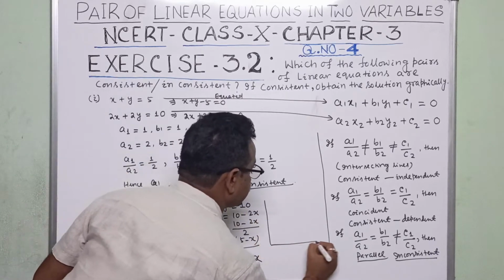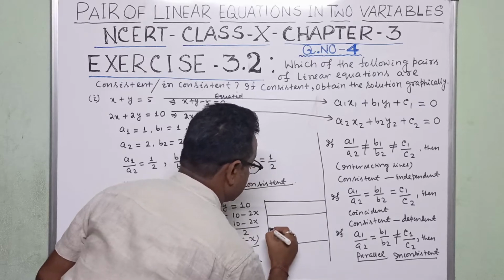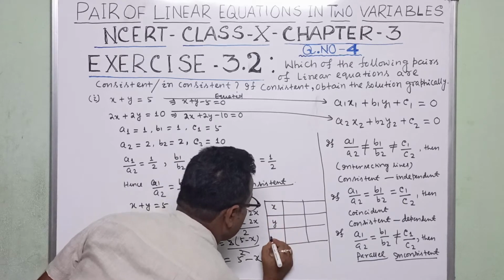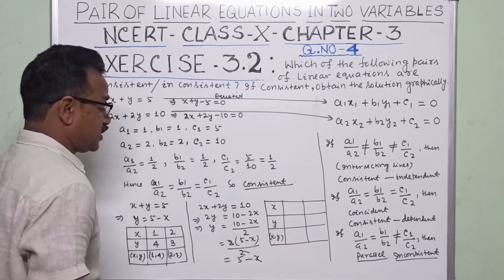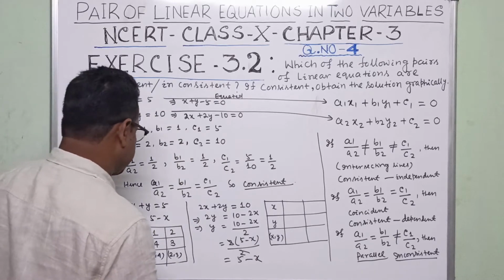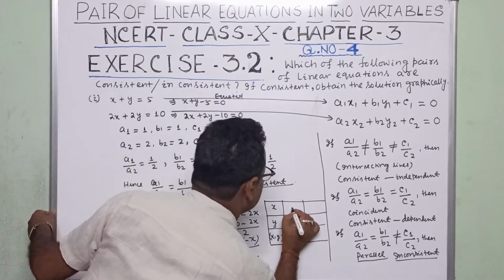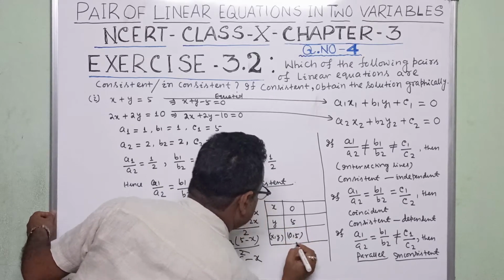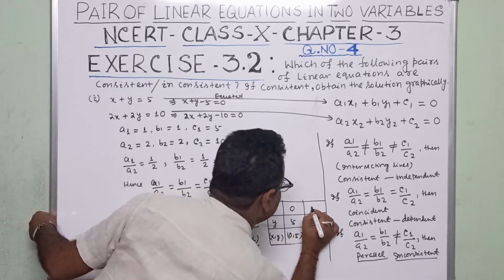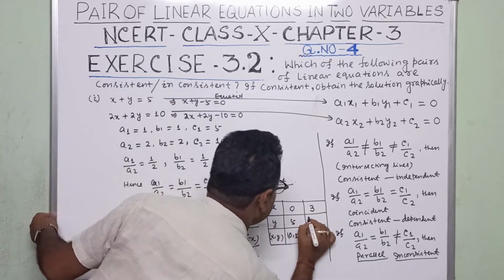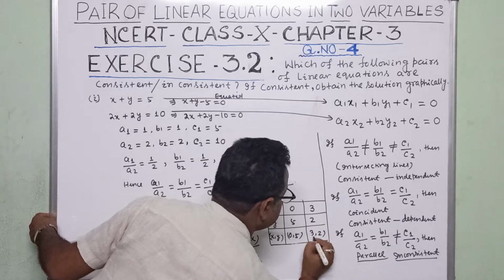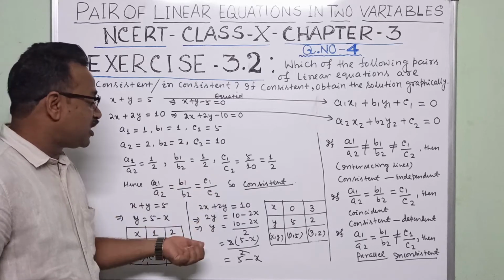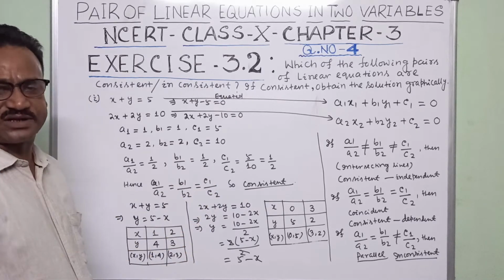Now the table. Minimum 2 points, but you can also take 3 points, as per your convenience. Now I will take x as 0; then y will be 5, so the point is (0, 5). Now I will take x as 3; then y will be 2, so it will be (3, 2). Different points I have taken. Now we will solve it graphically. Now move to the graph section.